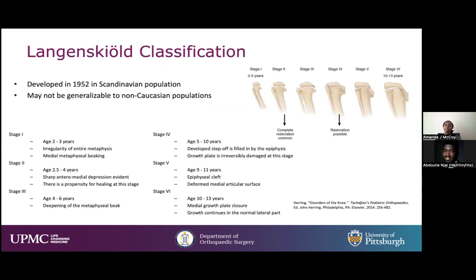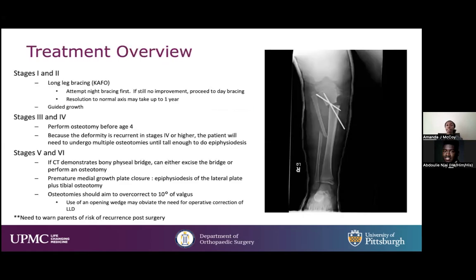When we look at infantile Blount's, we often use the Langenskiöld classification, and this was developed in 1952 in a Scandinavian population. Keep in mind, it's not always generalizable to non-Caucasian populations, but generally it goes from stage 1 to stage 6. I feel like this classification is very helpful because it helps you determine what type of treatments you will offer.